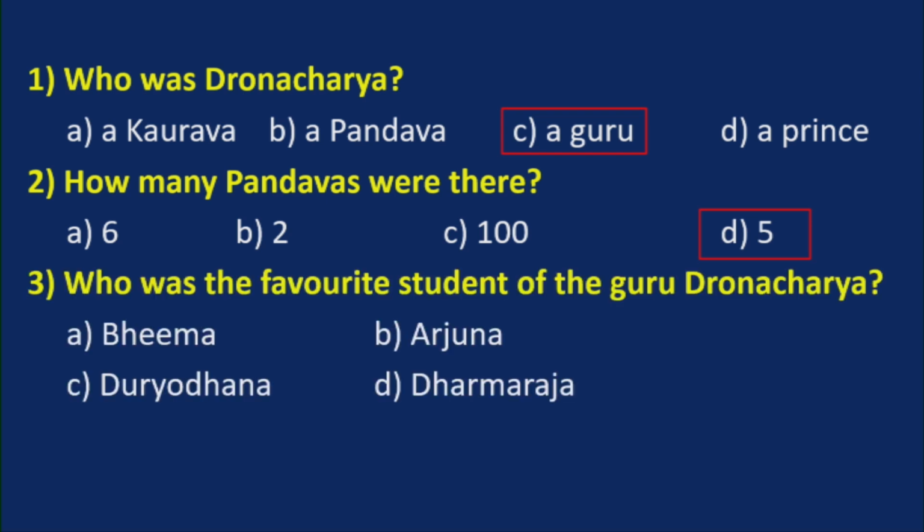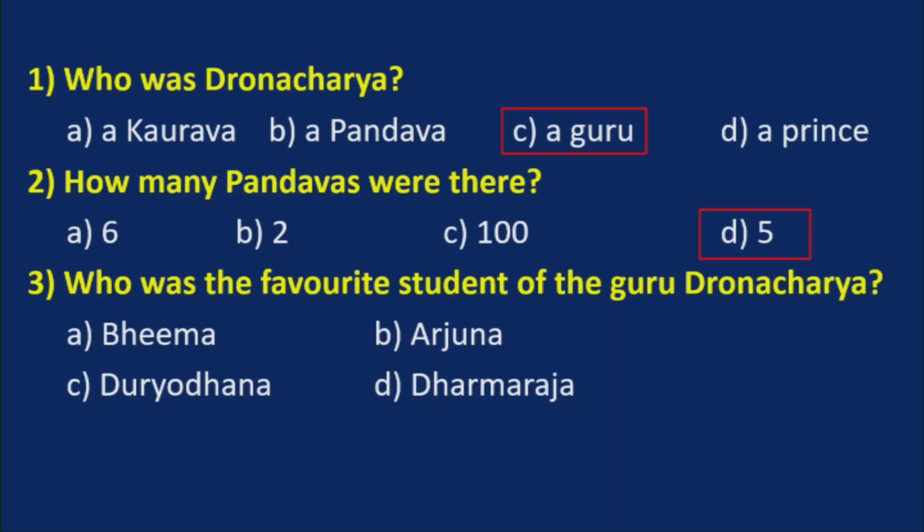We are moving to the next question now, children. Who was the favorite student of Dronacharya? Very simple question. We watched a video on Dronacharya and also we have seen a video on Arjuna. Tell me what is the right answer. I am going to read options for you. Bhima, Arjuna, Duryodhana, or Dharmaraja. Who was the favorite student of the Guru Dronacharya? If your answer is B, Arjuna, you are correct. So Arjuna was the favorite student of the Guru Dronacharya.